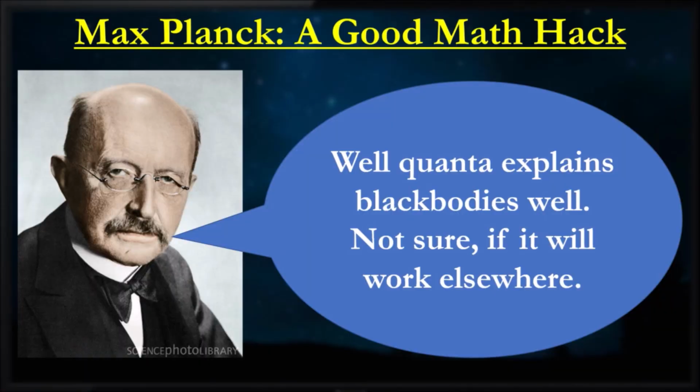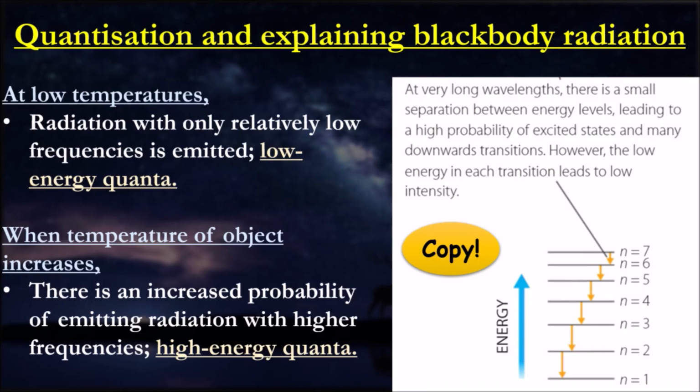Now, this was a nice little math hack that Max Planck used, but he didn't actually understand exactly why that equation worked. It worked nicely to explain blackbody radiation, but he wasn't sure himself how it applied in other contexts. So what can we conclude from this? We know that at low temperatures, radiation with only relatively low frequencies is emitted, so it's low energy quanta. When the temperature of the object increases, there is an increased probability of emitting radiation with higher frequencies, and so that's high energy quanta that gets released with higher temperature.